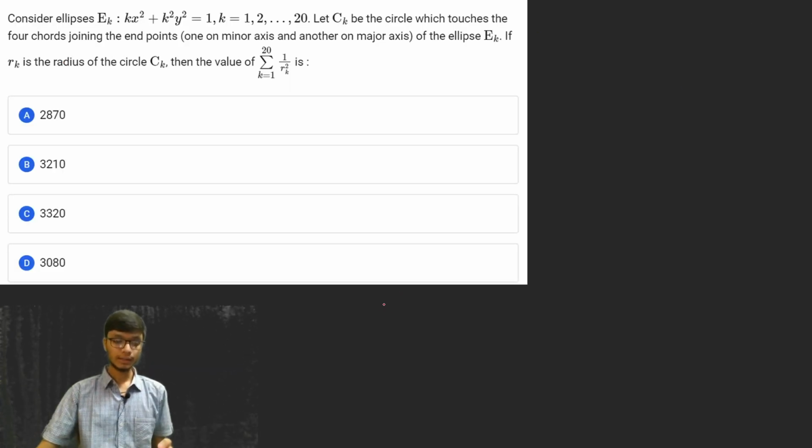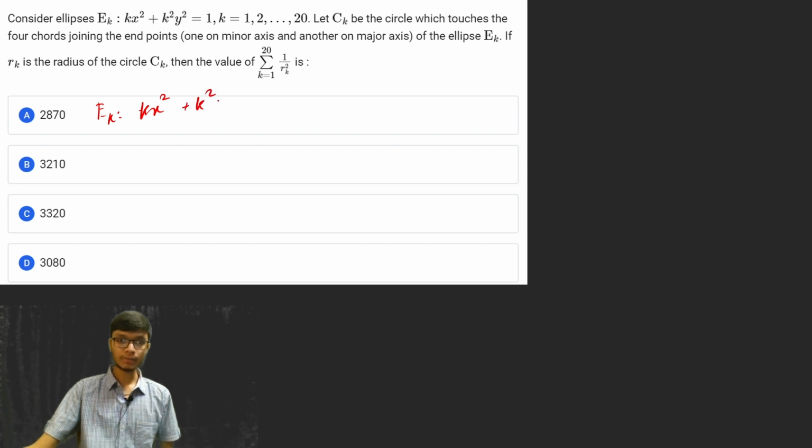All right, so let's get started with the next problem. The next problem says that there are ellipses for the parameter k, and the ellipses are given as kx square plus k square y square is equal to 1, and k is basically a parameter value that is changing from 1 to 20. So for every value of k, we get different ellipses.